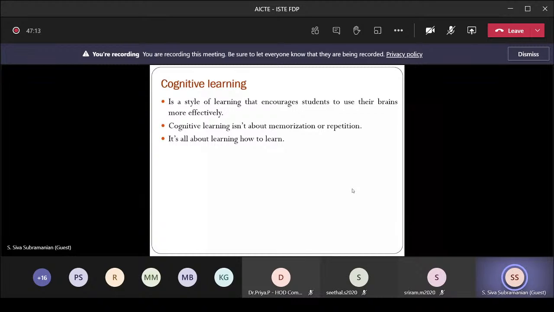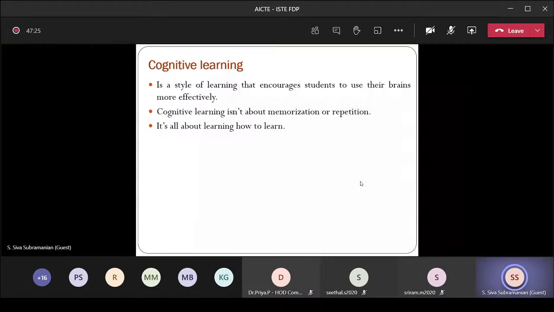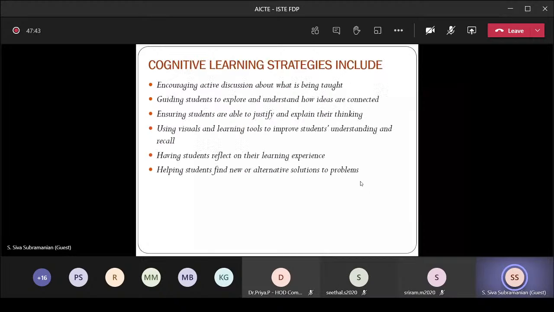Cognitive learning isn't about memorization or repetition. It's about learning how to learn, or creating a love for learning. As a teacher, our prime target when we go to a student in our class should be creating an ambience which will give the students an affinity or a love towards that particular course, or learning on the whole. So there are strategies that include this.